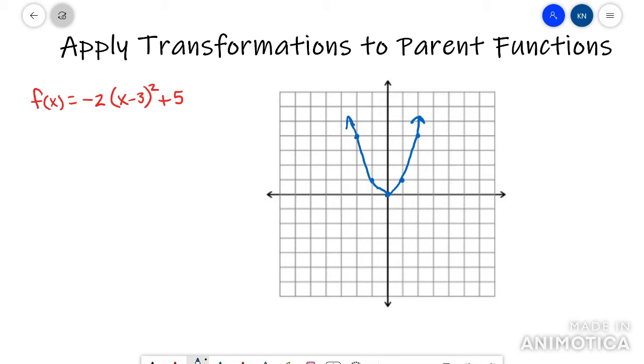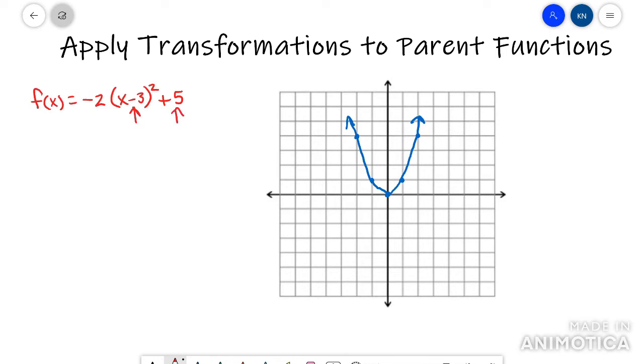Now, in terms of transformations, this negative in front is a reflection across the x. So immediately I know that this graph is going to go down now. It's not going to be going up anymore. Also, you need to know where your point of interest is. So for a quadratic, that's the vertex. For a cubic, it's your point of inflection. You can get that by looking at your h, k here.